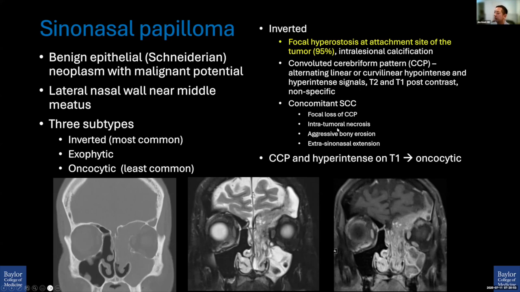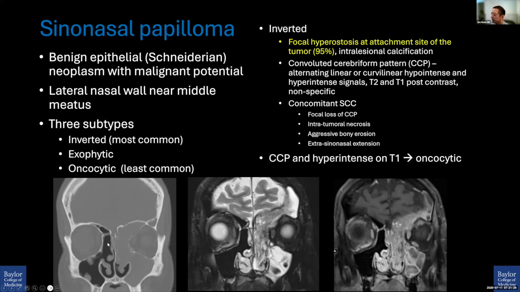So how do you tell when there is malignant transformation, concomitant malignant transformation to squamous cell carcinoma? A couple clues: if you see focal loss of this convoluted cerebriform pattern of enhancement, you see intratumoral necrosis, aggressive bony erosion, or extrasinonasal extension. Another imaging pattern that is helpful: if you see this convoluted cerebriform pattern and it's hyperintense on T1, that can typically be seen with the oncocytic subtype.